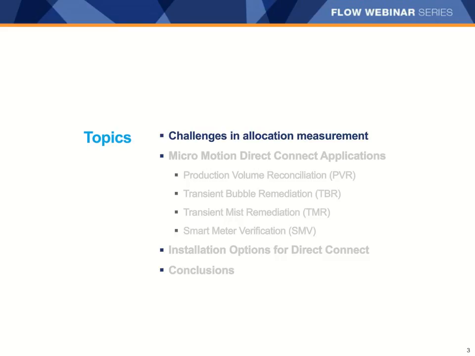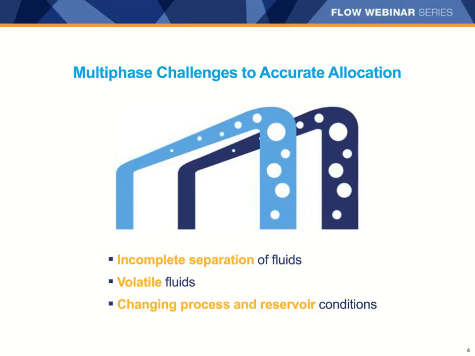So why are we talking about multiple phases for allocation measurement? Allocation should be a single phase measurement. However, as we've learned over the last several years, multiple phases occur all the time in our allocation measurement for various reasons. In particular, incomplete separation of fluids, whether that's intentional or unintentional, is one source of potential measurement complication.